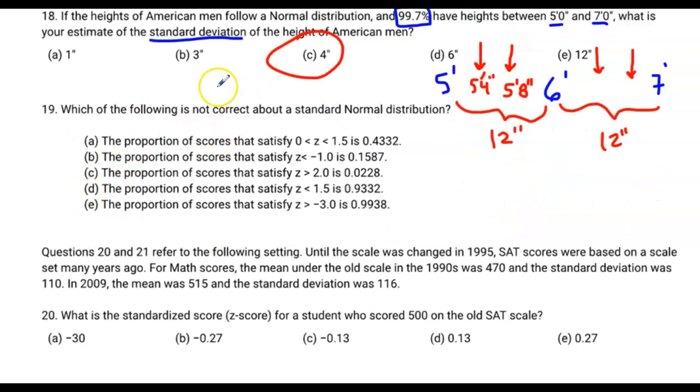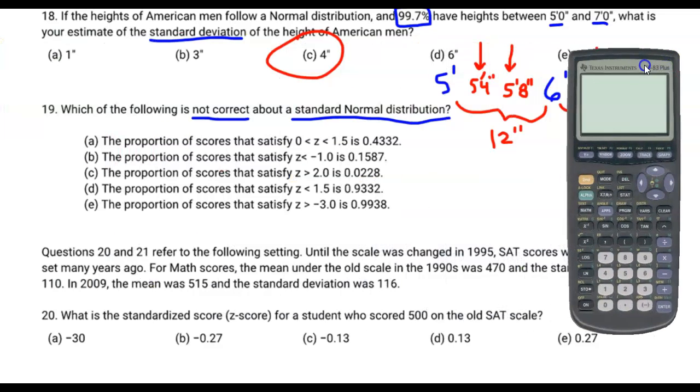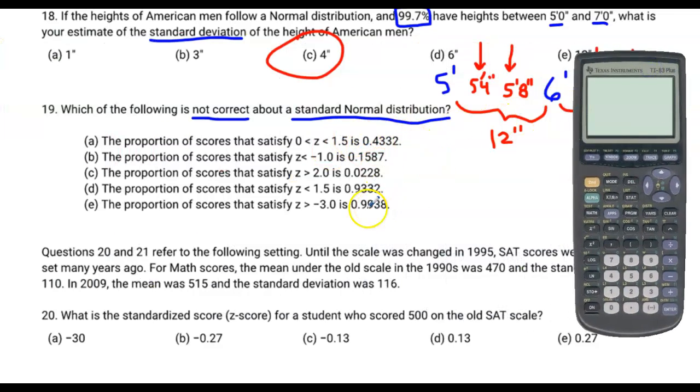For question 19, which of the following is not correct about a standard normal distribution? We're looking for not correct now. Remember that the standard normal distribution is the distribution with a mean of 0 and a standard deviation of 1. There are a number of ways that you could approach this one, but I prefer to use the calculator to see if any of these numbers are totally off.